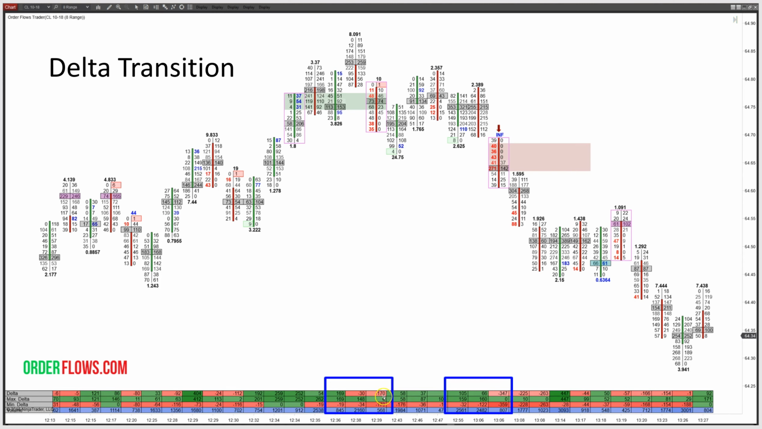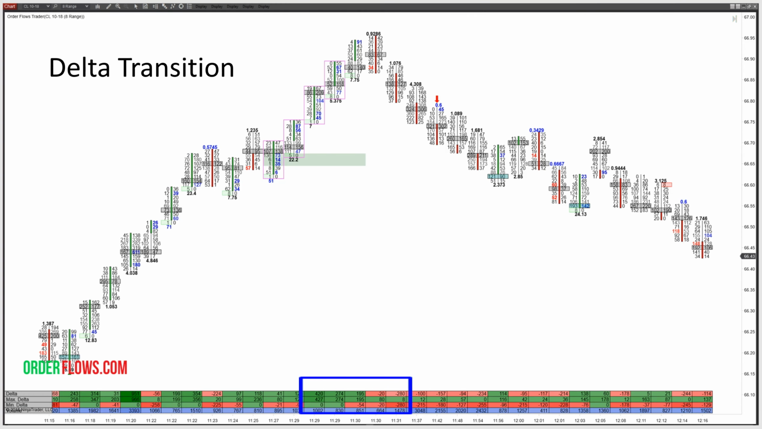So it'd be 169, 30, which I consider small, then a strong negative delta of minus 170, 105, then a small delta 66, and then a strong negative delta of 347. But when you can get more bars included, I think it just looks a little bit stronger optically.